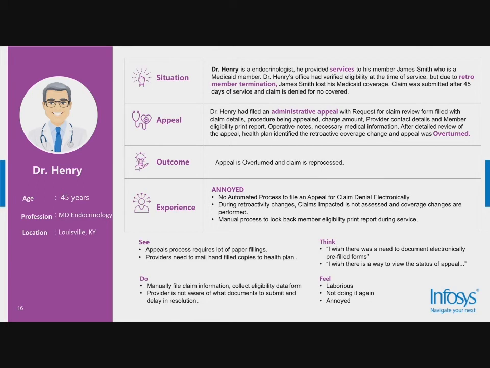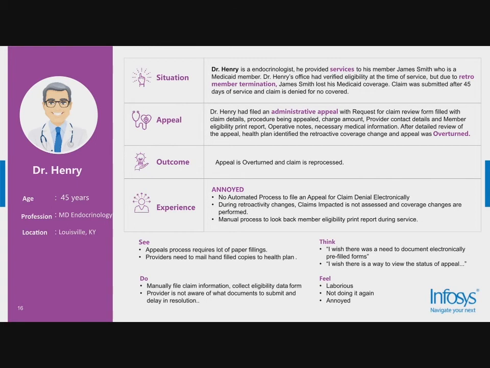So here, Dr. Henry, who is an endocrinologist, provided service to his member, James Smith, who is a Medicaid member. Dr. Henry's office had verified eligibility at the time of service, but due to retro member termination, James Smith lost his medical coverage, and the claim was submitted after 45 days of the service and ended up being denied with no coverage. Dr. Henry files for an administrative appeal, and after a detailed review of the appeal, the health plan identified the retroactive coverage change and the denial was overturned.